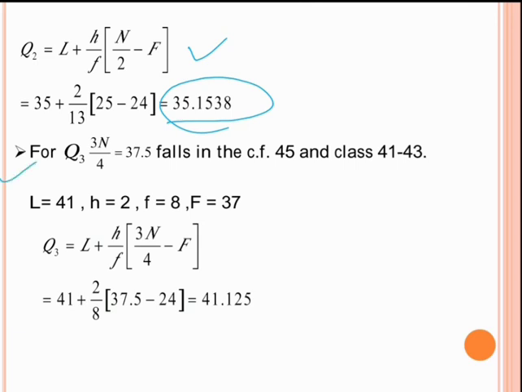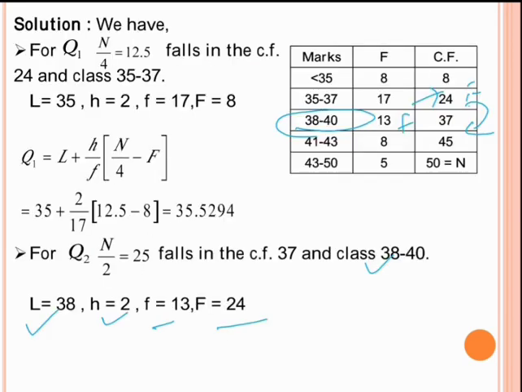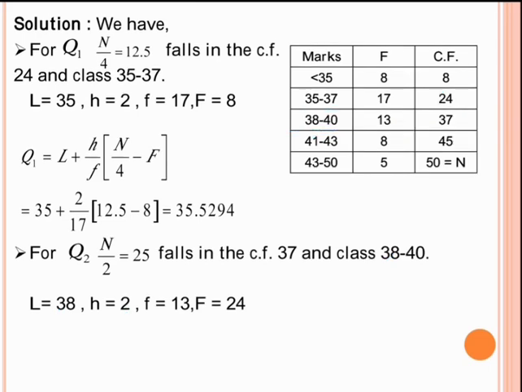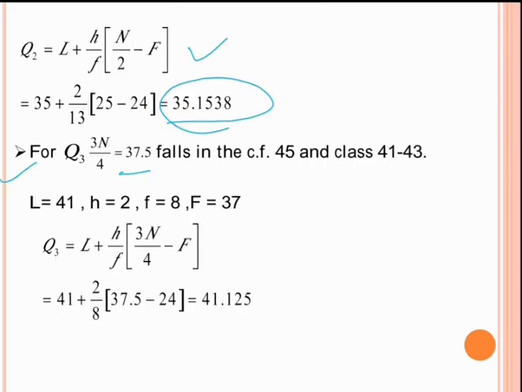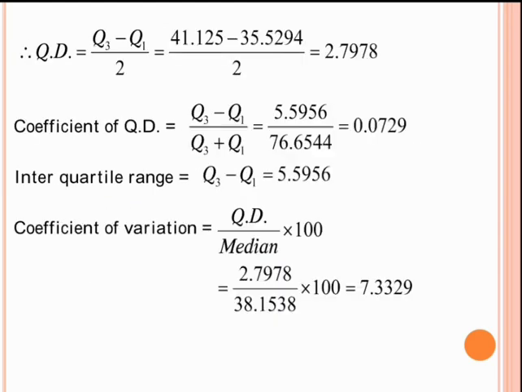Again, we need to find value of Q3 for quartile deviation. Okay, so for quartile deviation, we will calculate 3N by 4, which is 37.5. Now 37.5 comes after 37, so it comes in the interval 41 to 43. So 8 will be our small f and 37 will be our capital F. So 8 and 37, H will be obviously 2 and L will be 41. We'll put in the formula of Q3, and on simplifying this, we get your answer as 41.125.